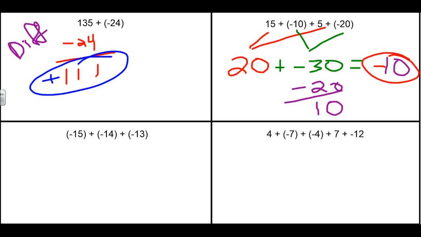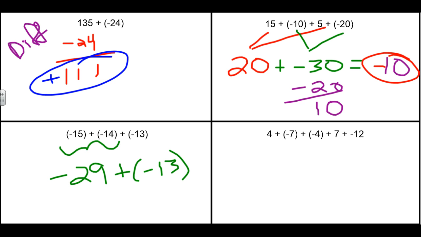For the next one, let's add straight from left to right. Negative 15 plus negative 14, having the same signs, moving in the same direction away from 0, so 15 plus 14 is 29, but that's a negative 29. And now negative 29 plus negative 13 also have the same signs. 29 plus 13 is 42. But of course it is a negative 42 because all of the addends here are negative.